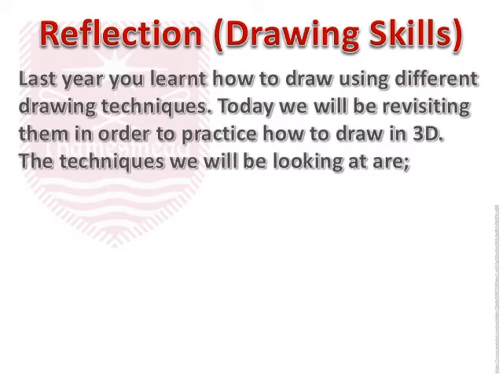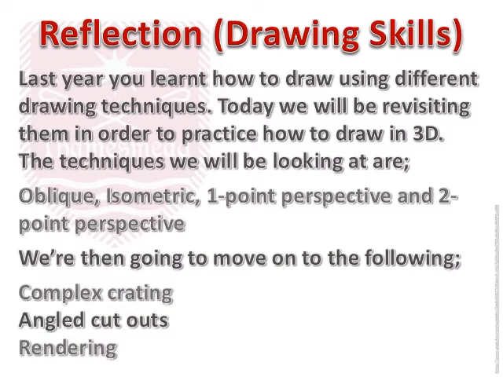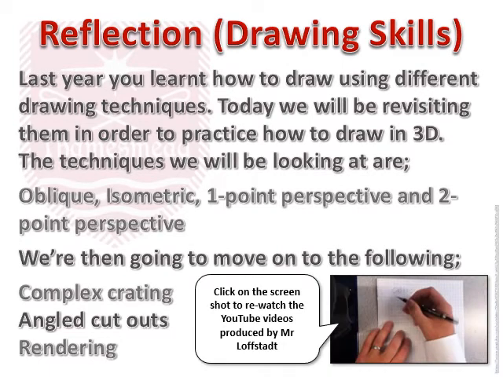Okay, last year we learned how to draw using different techniques. Today we're going to revisit them. So if you need to revisit them, oblique, isometric, 1-point and 2-point perspective. Obviously we had complex creating, angle cutouts and rendering as well as line weight. Remember the videos that we had when we did that first time round. You can look at those if you need to get your sketching into a better place than it is right now. But we're going to move on with some stuff, and then hopefully you can progress what we're doing.